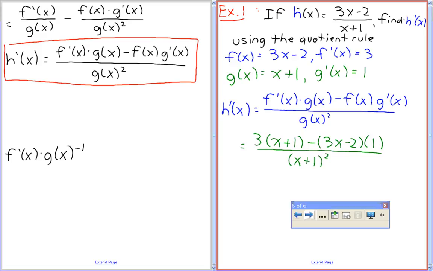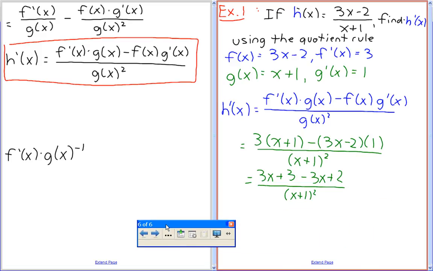And that's all there is. We've got to neaten it up, obviously. Why is this easier? Well, because there's none of that common denominator stuff that you need, right? That's the difference from using the product rule, which gives you that common denominator stuff. I'll neaten this up for you quickly. This turns out to be 3x plus 3 minus 3x plus 2, over x plus 1 squared, which is h prime of x is 5 over x plus 1 squared.